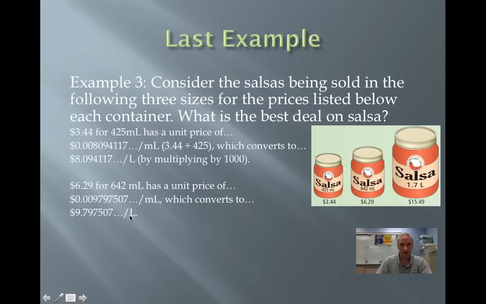1,000 times as much, multiply by 1,000, there you go. You can already see that the smaller jar is actually the better deal of the small one and the medium one. Let's take a look at the large now.